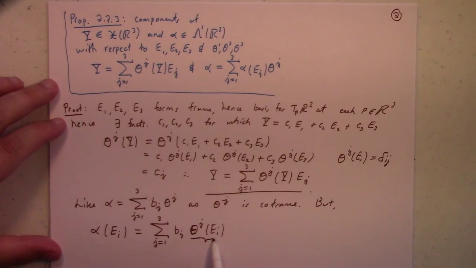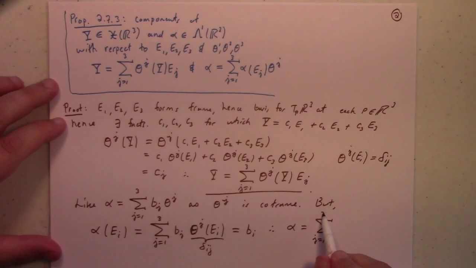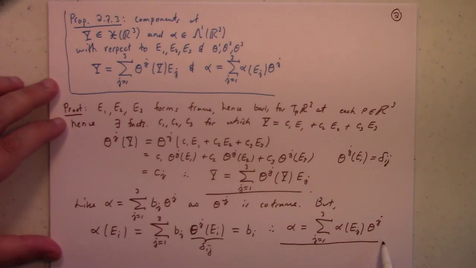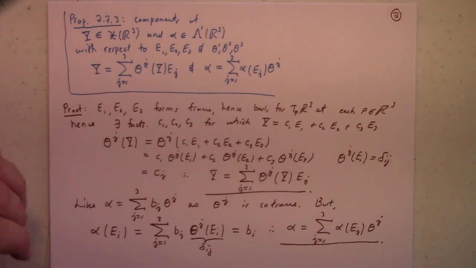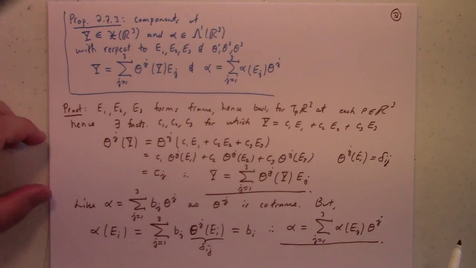But that's Kronecker delta ij, and so we're just left with b sub i. Therefore, alpha is equal to a sum, j equals 1 to 3, of alpha acting on ej, theta j. And there you go. So we can obtain coefficients for vector fields or for one forms by using the corresponding frame or coframe to pick off the coefficients, right?